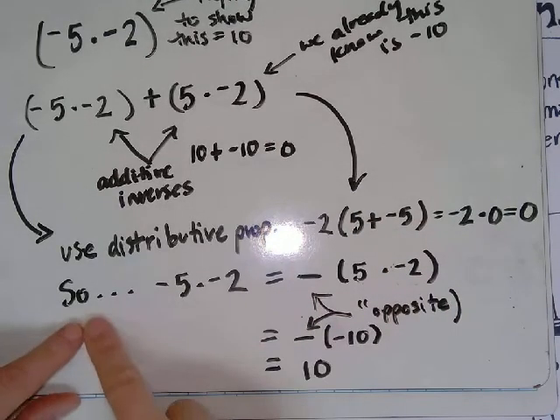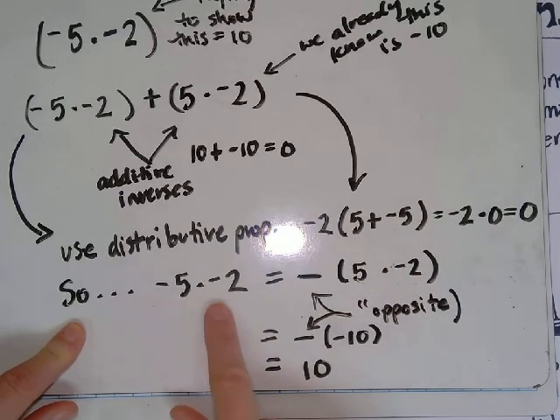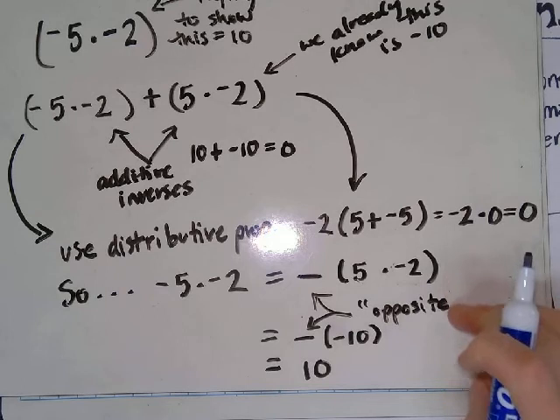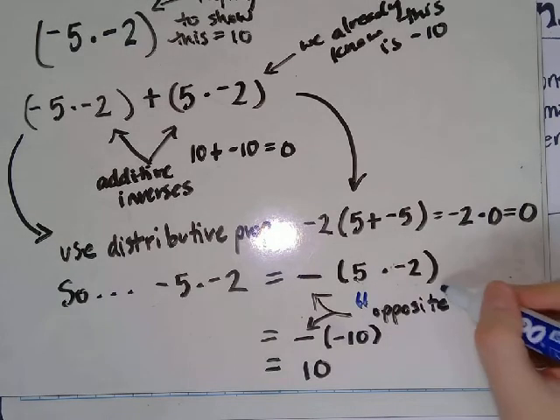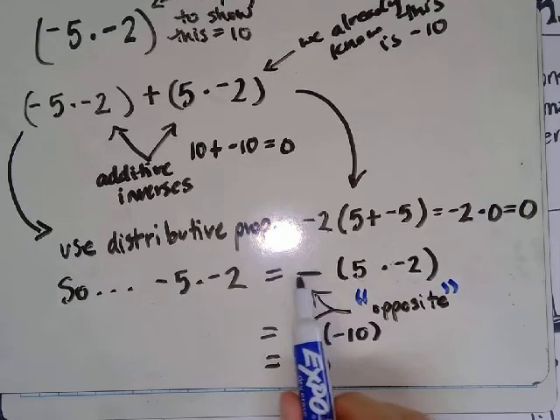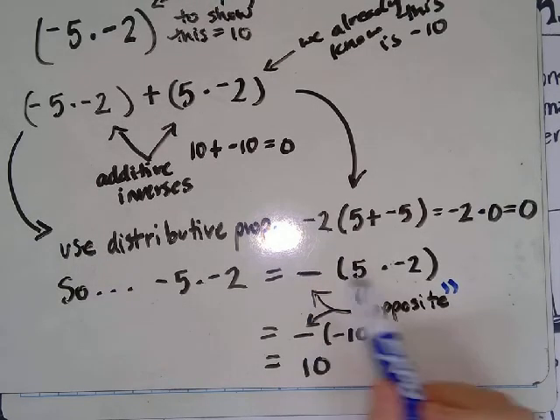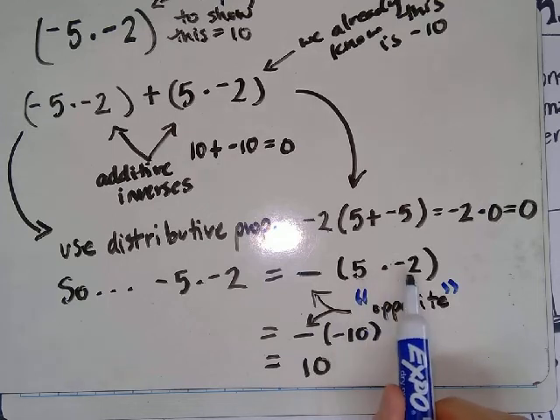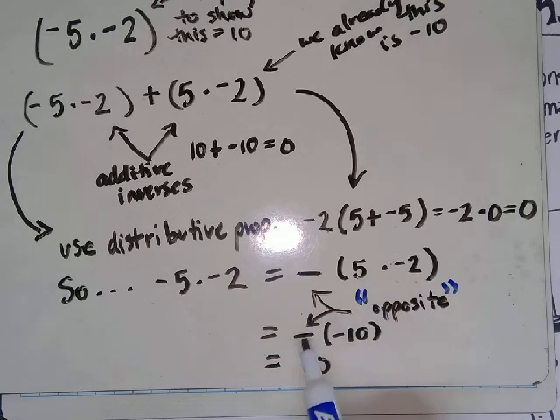additive inverses. So -5 times -2 is the opposite, and that's why I wrote opposite here in quotes, because I want you to say it that way. I think sometimes it's easier to understand what we're doing here. Instead of thinking of this as the negative of this quantity, think of it as the opposite of what we get when we take 5 times -2. And so then we have the opposite of -10, and the opposite of -10 is +10.